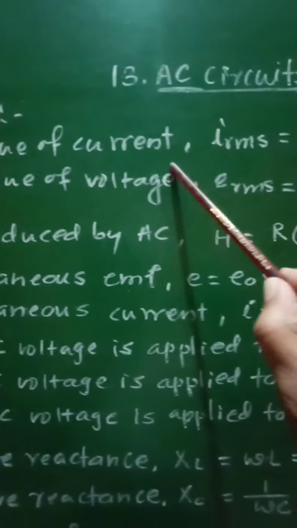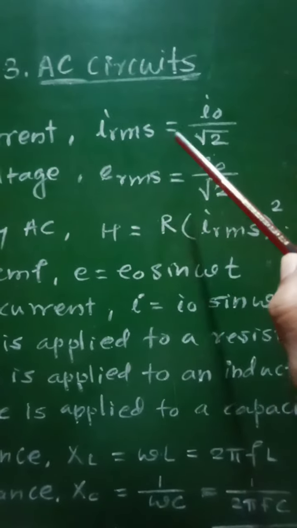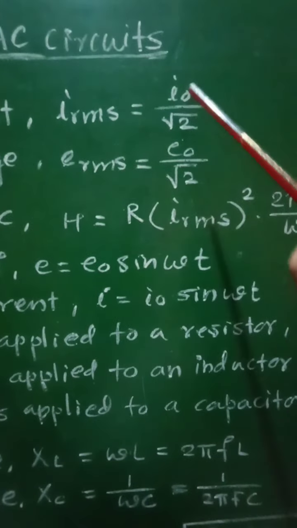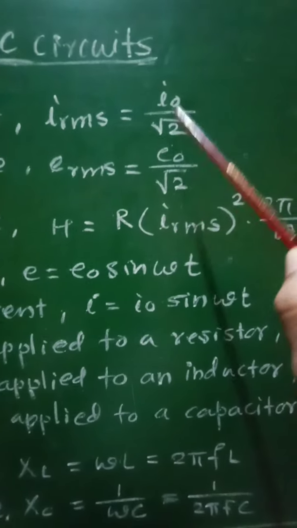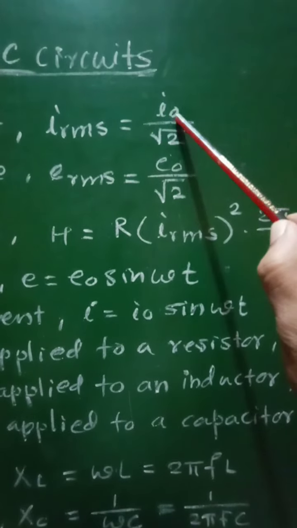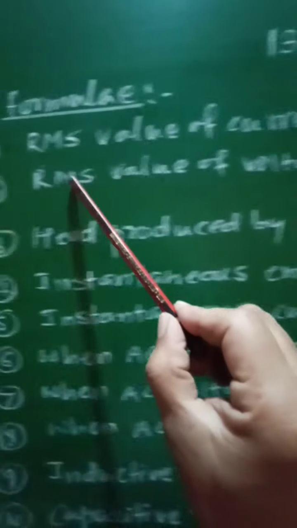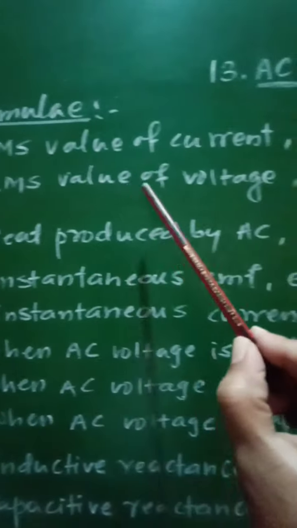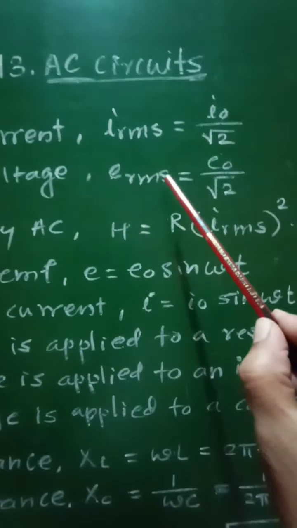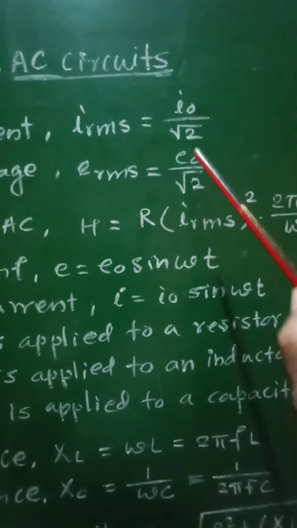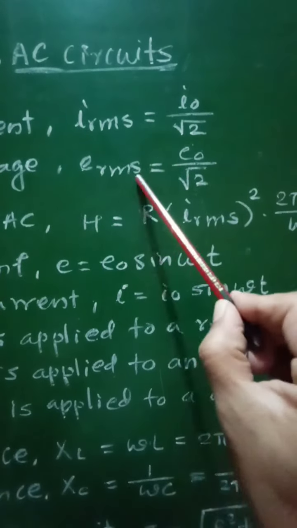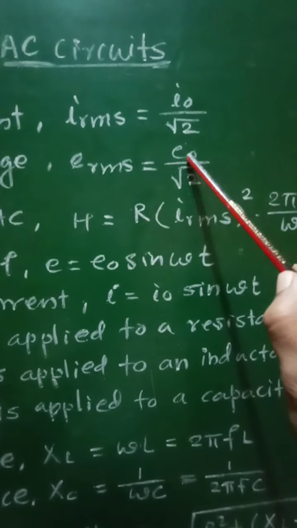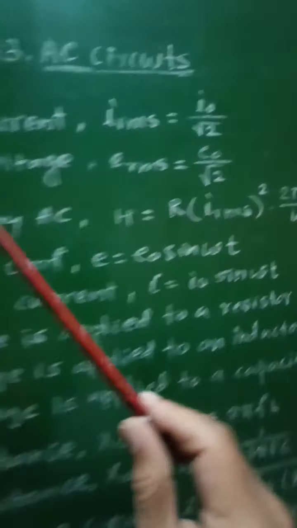RMS value of current, that is I RMS equal to I0 by root 2, where I0 is peak current. Second, RMS value of voltage, that is RMS value of EMF. E RMS equal to E0 by root 2, where E0 is peak EMF.